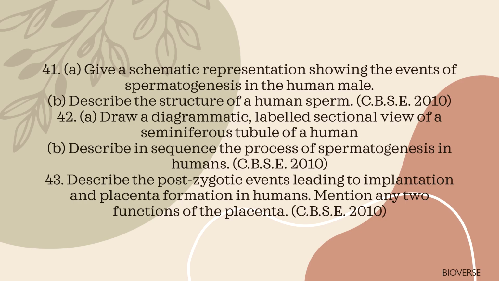Question 43. Describe the post-zygotic events leading to implantation and placenta formation in humans. Mention any 2 functions of the placenta. Answer. Post-zygotic events. The zygote undergoes cleavage to form a morula. The morula develops into a blastocyst. The blastocyst reaches the uterus and implants into the endometrium. The trophoblast of the blastocyst grows into the endometrium and develops into the placenta.